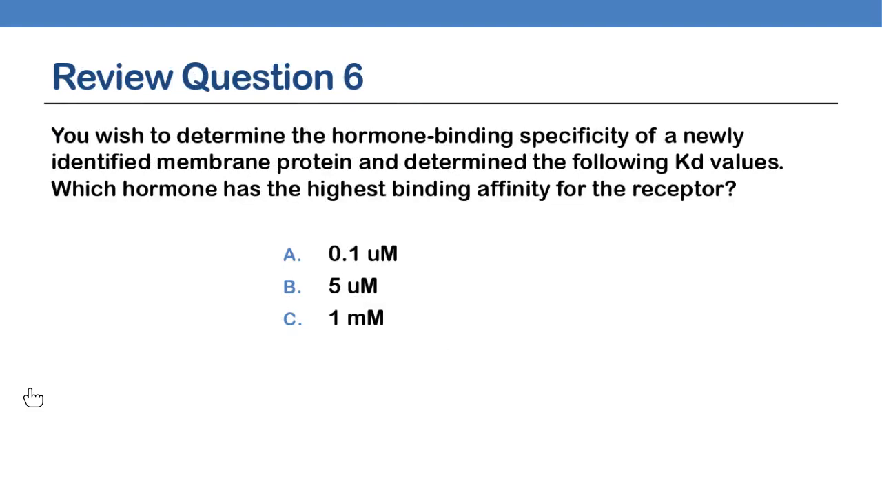Okay, so that was just a little prep for our review question 6. Upon hormone binding, you wish to determine the hormone binding specificity of the newly identified membrane protein, and you determine the following KD values. Which hormone has the highest binding affinity? And I'll do a poll.